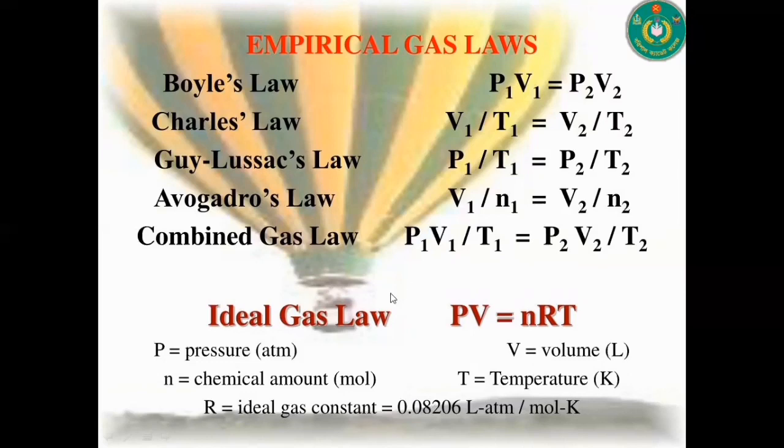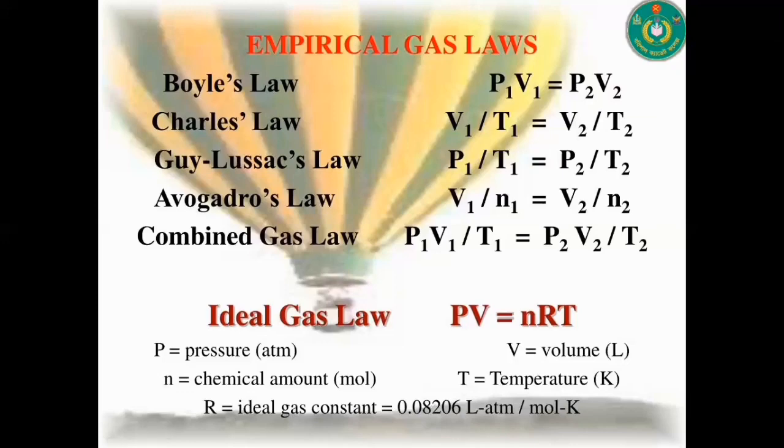And we know the ideal gas law, PV = nRT, where P is pressure and the unit is atmosphere, V is volume and the unit is liter, n is the chemical amount, that is mole, and T is the temperature, that is Kelvin, and R is the ideal gas constant, and the value of R is 0.08206 liter atmosphere per mole per Kelvin.